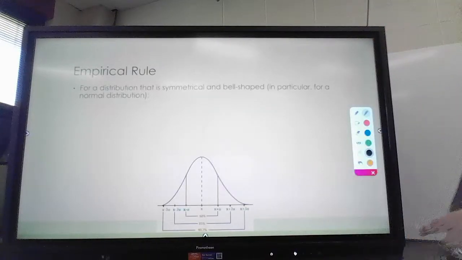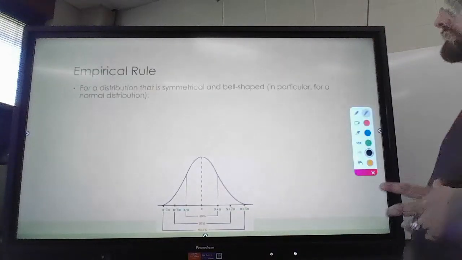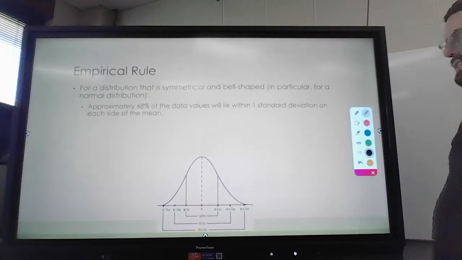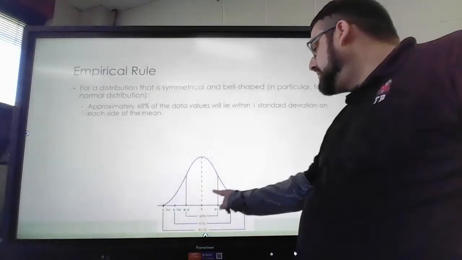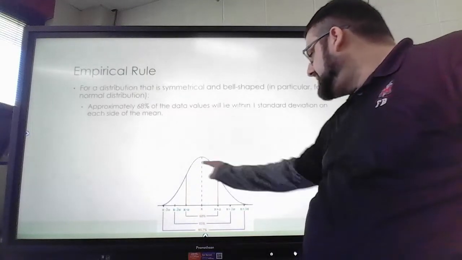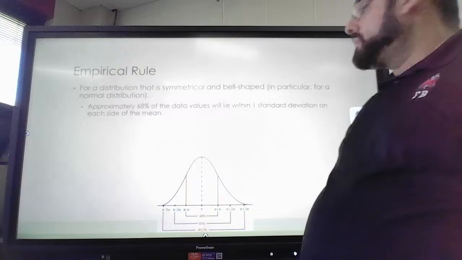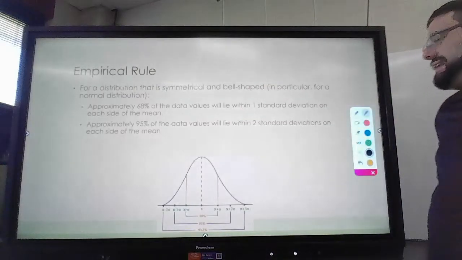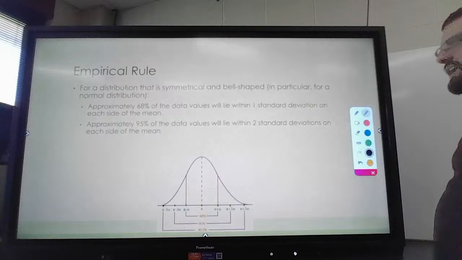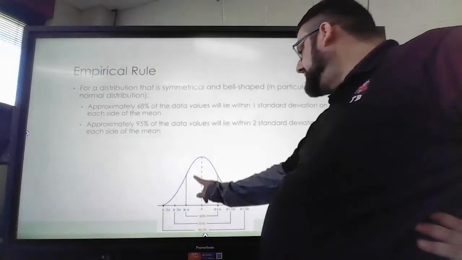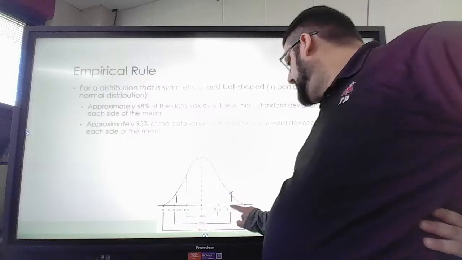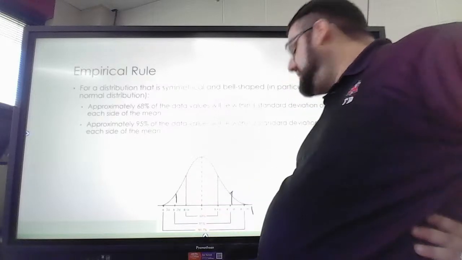For a distribution that is symmetrical and bell-shaped, and specifically for a normal distribution, 68% of the data will lie within 1 standard deviation on either side of the mean. That's this area right here in the center of the curve. Approximately 95% of the data values will lie within 2 standard deviations on either side of the mean. So here's 68% from here to here. That's 95% of the data.